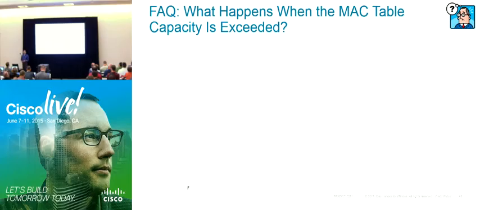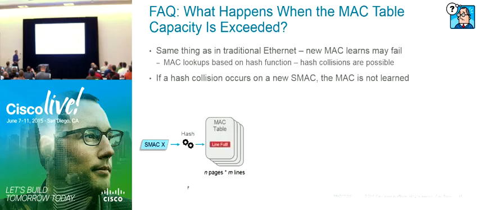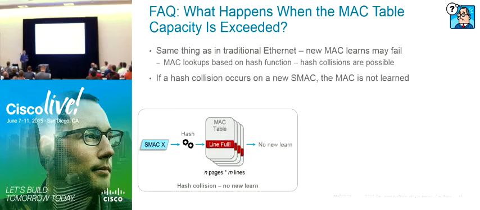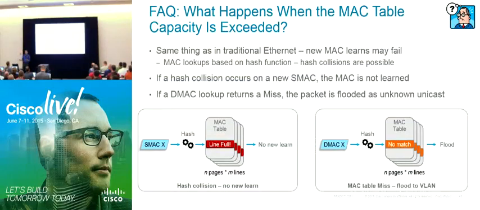So what happens if the MAC table capacity is exceeded? And there's a simple answer, exactly the same thing as traditional Ethernet. The MAC table lookup is based on a hash function. So on ingress, we will look up in a table using the hash function. If a hash collision happens on the new source MAC, meaning we receive a frame and we need to learn a new source MAC, and at that moment we get a hash collision, then we simply don't learn the source MAC. If the destination MAC lookup returns a miss, then we will forward it out as an unknown unicast.